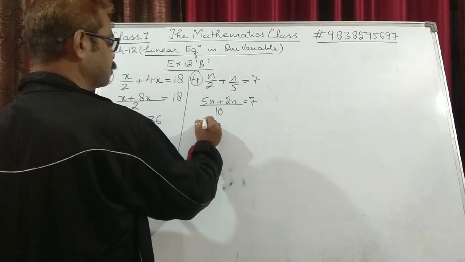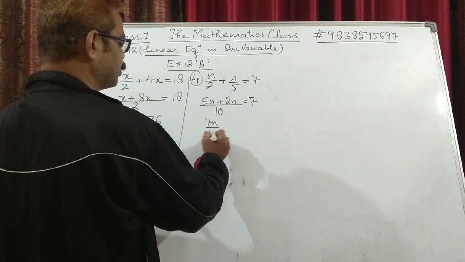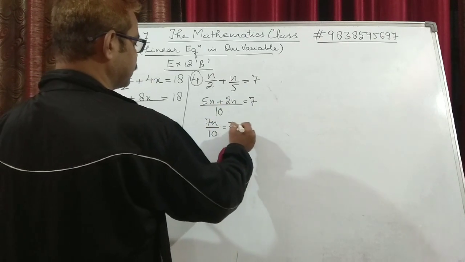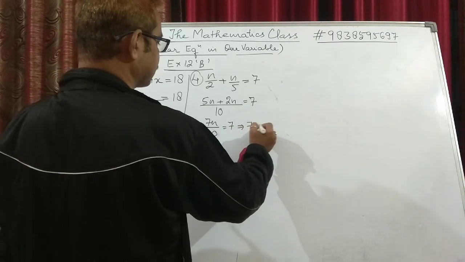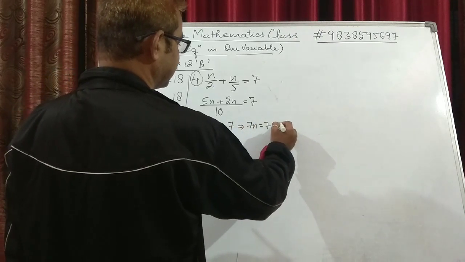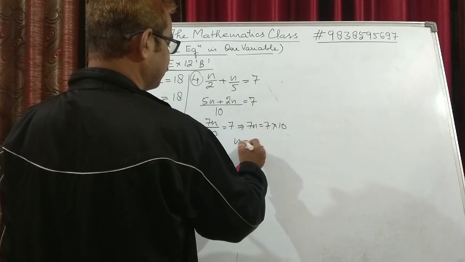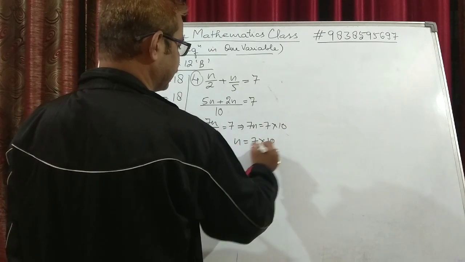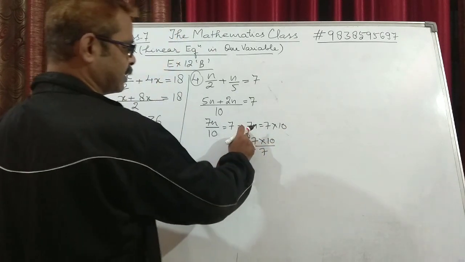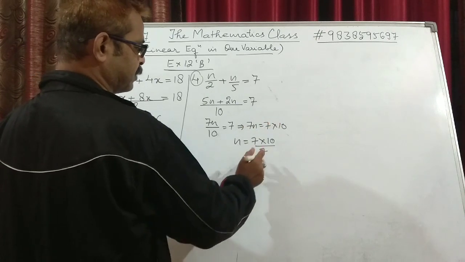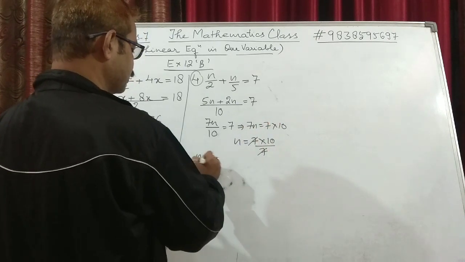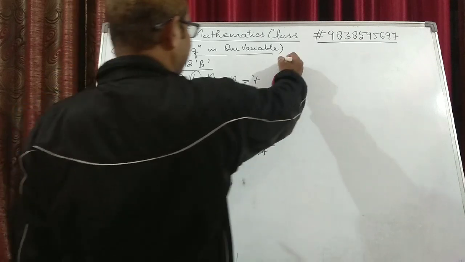This 5n, 2n is 7n upon 10 is equal to 7. Cross multiply, 7n is equal to 7 into 10. So n will be 7 into 10 divided by 7. This 7 moves to this side, so it will come in division. 7 and 7 cancelled off. We got n is equal to 10.